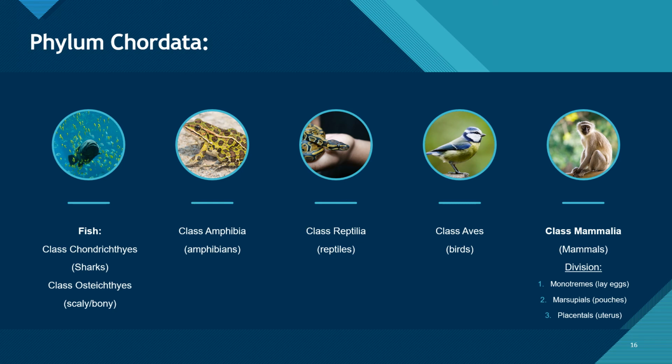So then we also break down class Mammalia into 3 divisions. So if you remember our kingdom, phylum, class, order, family, genus, species, we break it down just a little bit more into 3 more divisions. So we have monotremes, marsupials, and placentals. So monotremes lay eggs, so things like platypi. Marsupials have pouches, so if you think like koalas or kangaroos. And then placentals, obviously like us, we incubate our young in the uterus.